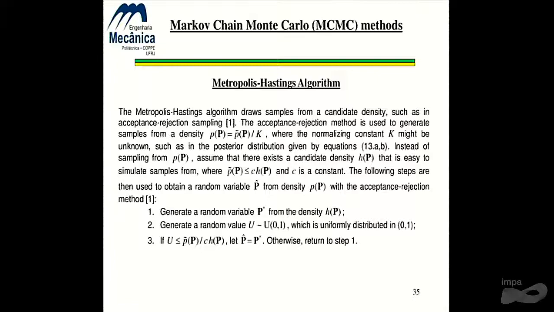So this is the Metropolis-Hastings algorithm. It actually draws samples from a candidate density, like in the acceptance-rejection sampling, which is a classical method in statistics. So let's say that we want to generate samples from this density P, which is this density P tilde divided by K. And this normalizing constant K might be unknown. This is exactly what we have in our case, where the normalizing constant of the posterior distribution is not known unless we perform that integration in the space of parameters.